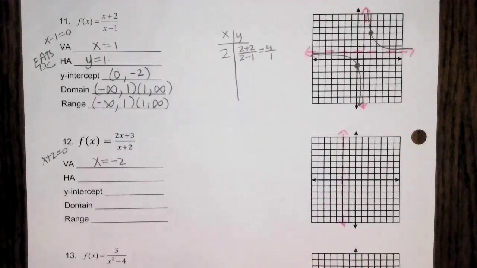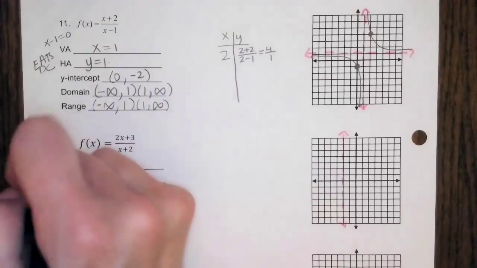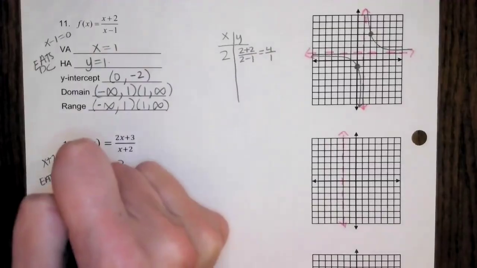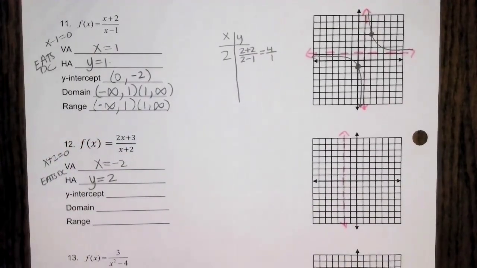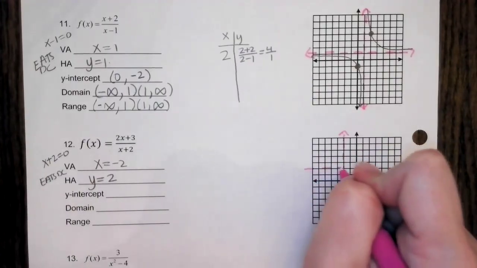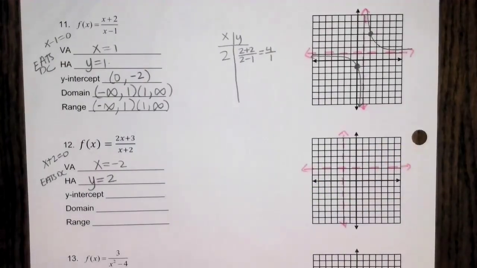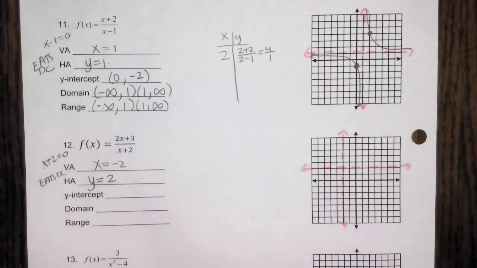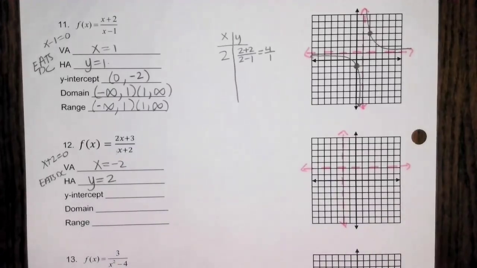For my horizontal, I think about the rules. And so this is exponents are the same. Exponents are the same, so we divide our coefficients. And so that's going to be y is equal to 2. Remember, the coefficients are these 2 points right here. And so that's 2 divided by 1, and that's where I got that 2.